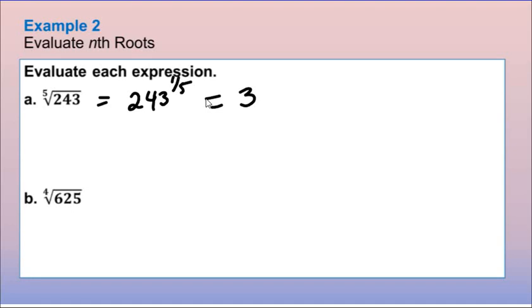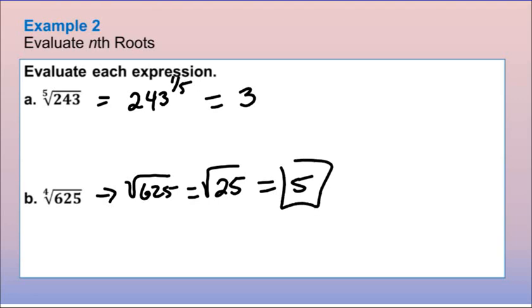Now the next one, the 4th root of 625. Whenever you have a 4th root, you can think of find the square root of 625. Square root of 625 is 25. And then I find the square root of that one, and that would give us 5. So the 4th root of 625 is 5.